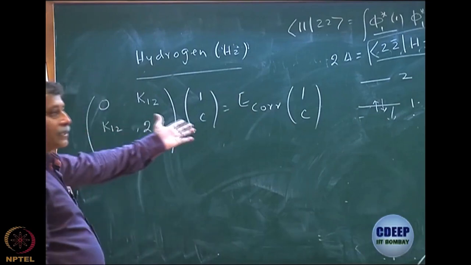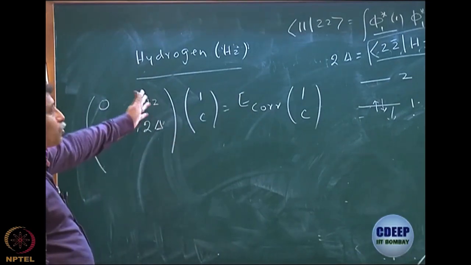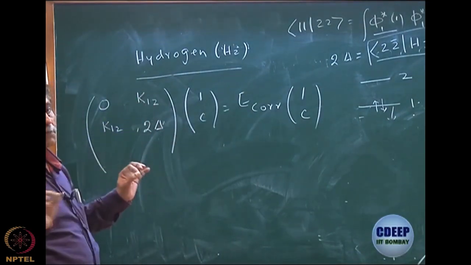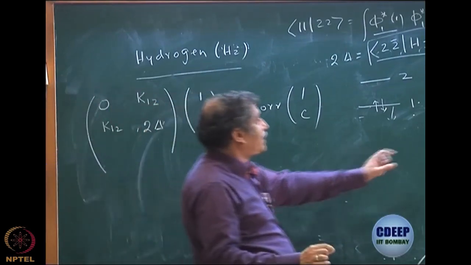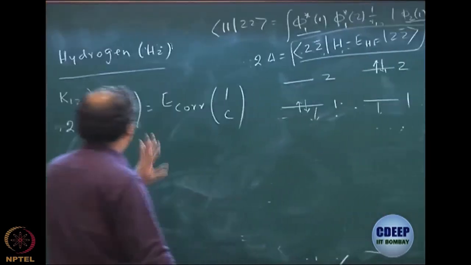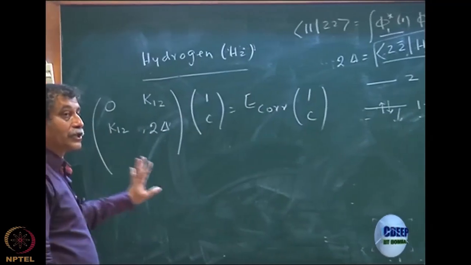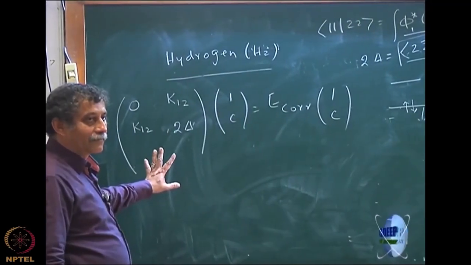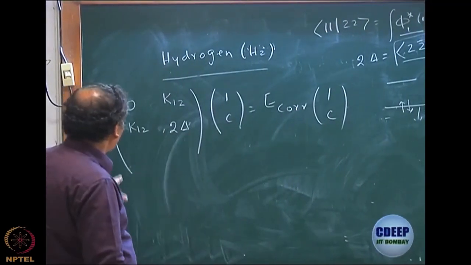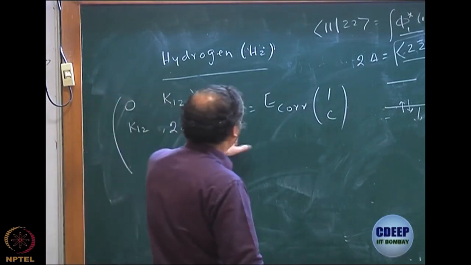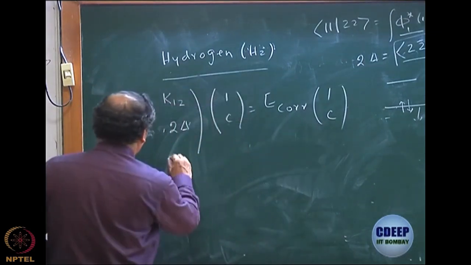So you can set up the equation for H2 in a very simple 2 basis problem. In a 2 basis problem, there is only one doubly excited determinant. So DCI can be very easily solved. Absolutely, it can be solved. So write down E correlation as K12 times C. Your E correlation becomes K12 times C.